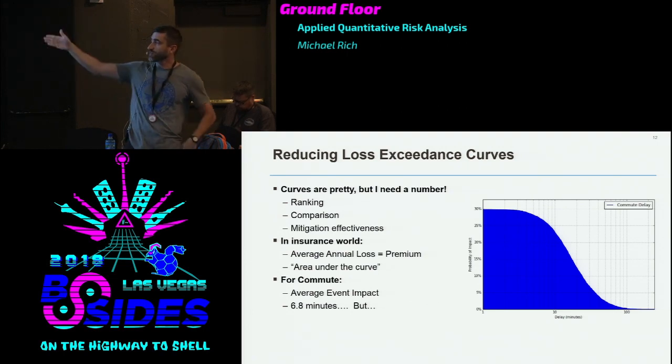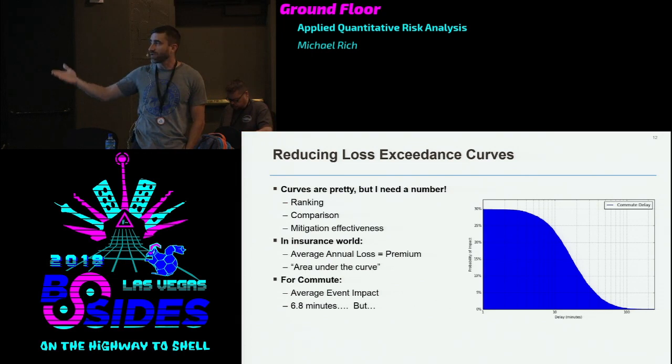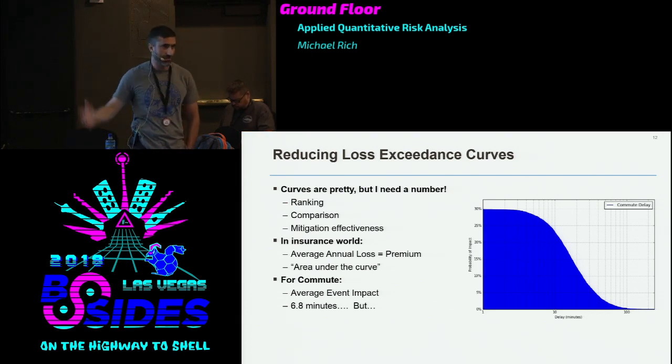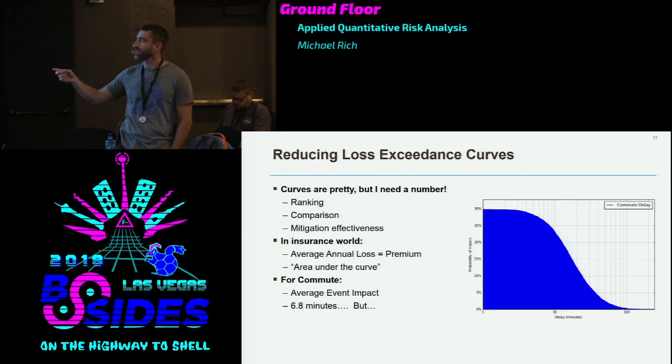So for my commute, on average, I'm going to be 7 minutes late, according to this math, right? Which is exactly why I ride a motorcycle every day, so I'm not 7 minutes late.